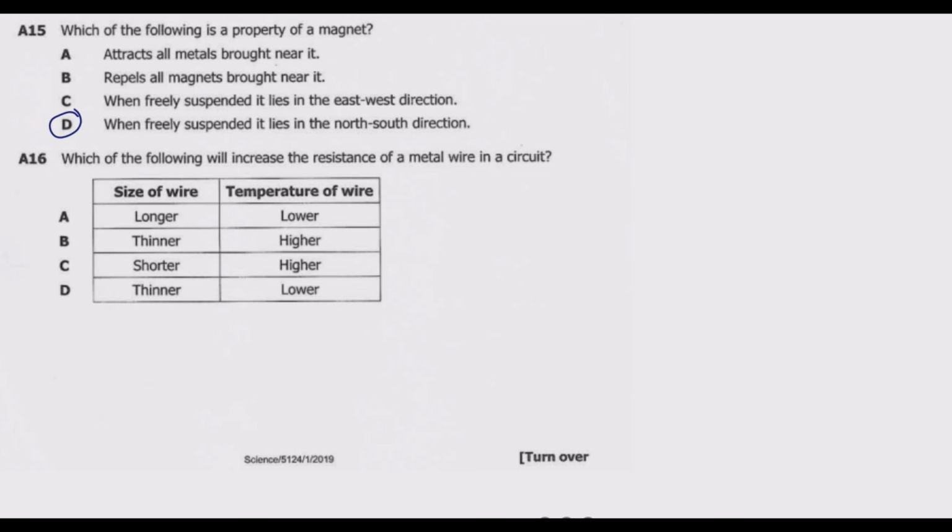In terms of temperature, the higher the temperature, the higher the resistance. If the temperature is high, the resistance will be high. If the temperature is lower, resistance will be lower. So temperature must be higher, and the wire needs to be thinner, so the cross section area should be smaller. So you notice that B is the correct answer on 16.